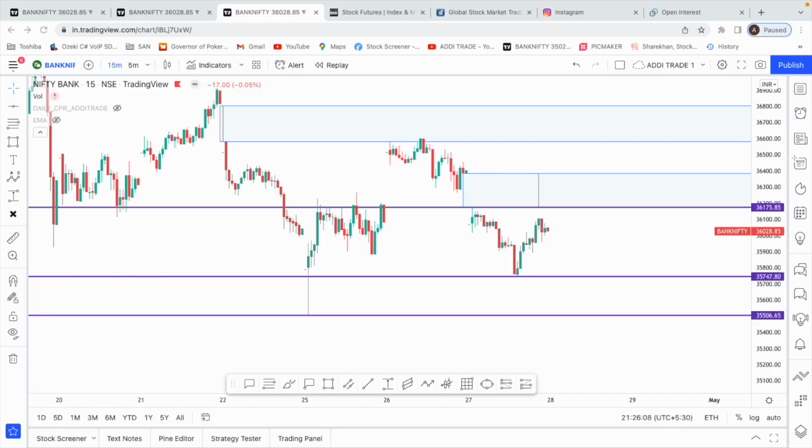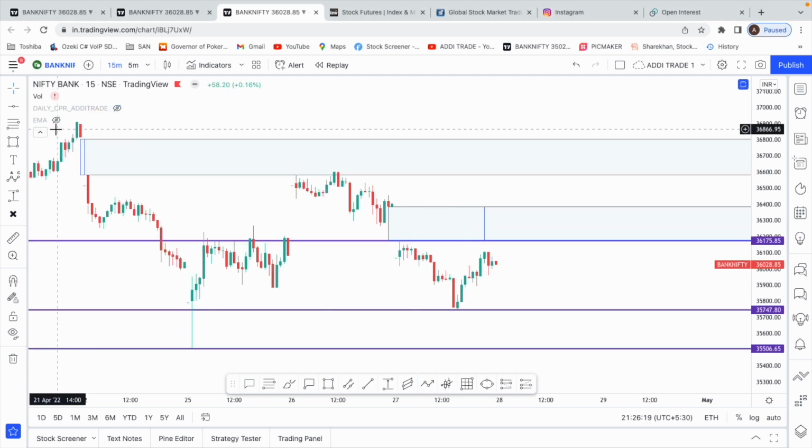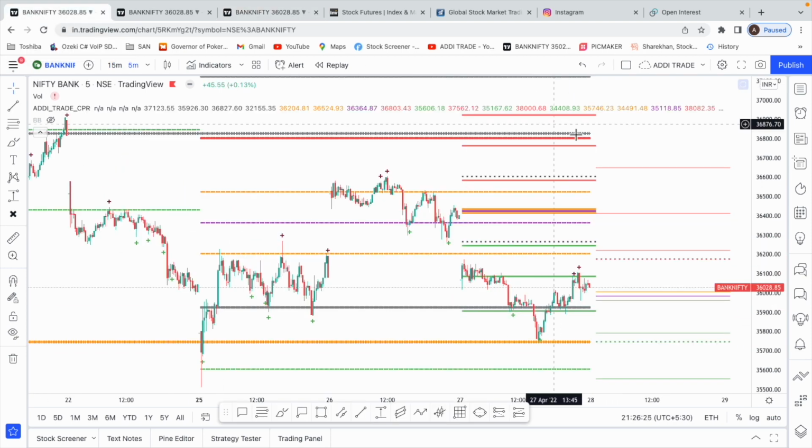Today we're going to be seeing the Nifty and Banknifty levels for 28th April and also the monthly expiry tomorrow. This is the 15-minute chart of Banknifty that I have. These are the levels that I've drawn for tomorrow. We'll just see the trade possibilities that we took today.